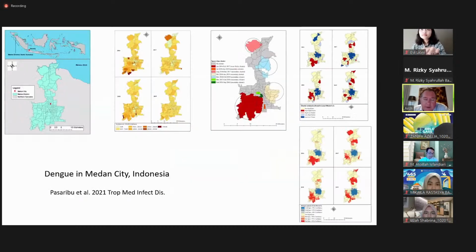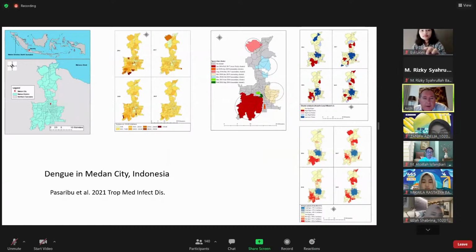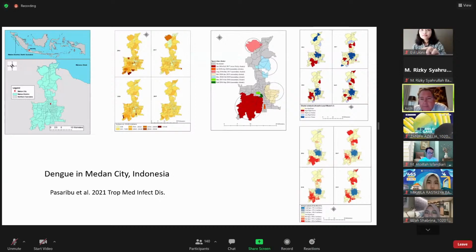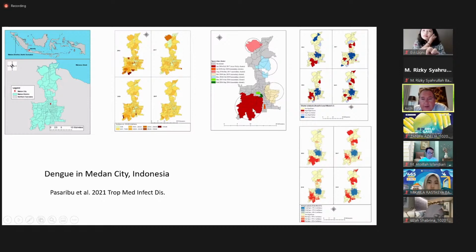I'll go on, and here's an example from Indonesia, a study that we conducted in Sumatra, showing spatial clusters of dengue risk by neighbourhood in Medan City, and identifying a high-risk cluster in the southwest part of the city and low risk in the central part of the city. And we've used multiple different cluster detection techniques. So we've used the spatiotemporal scan statistic, which is the one in the middle.